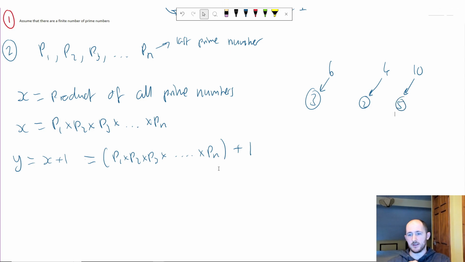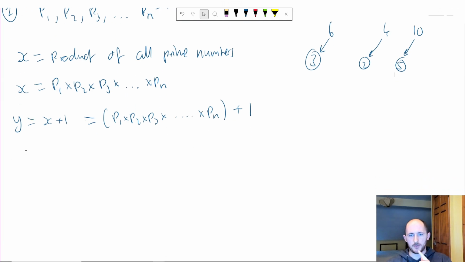So what I'm saying here is, essentially, if you can't divide a number by any prime number, it must be prime in and of itself. Crazy thought, right? So, y cannot be divided by any prime number, as there will be a remainder of 1.